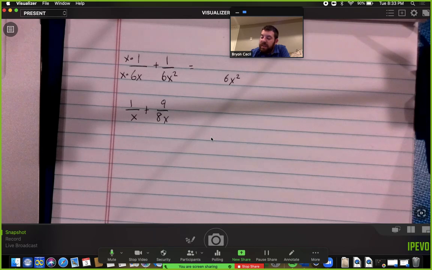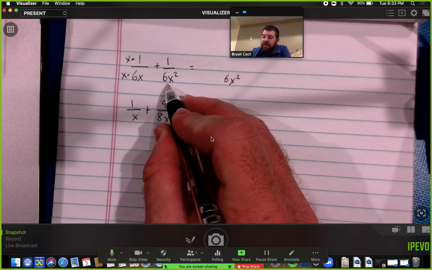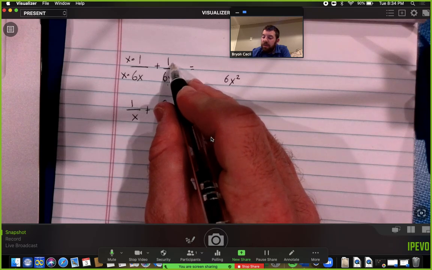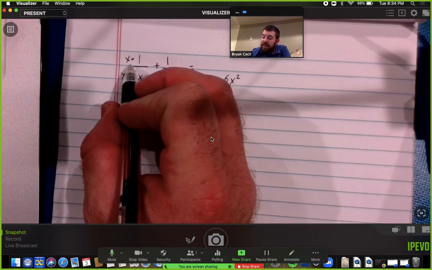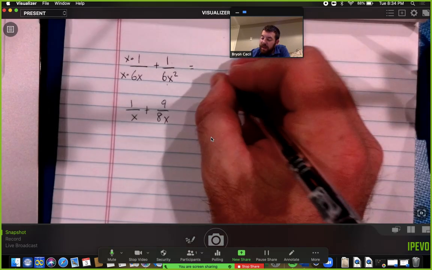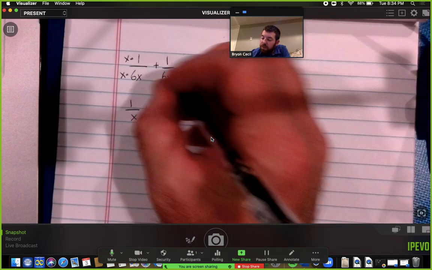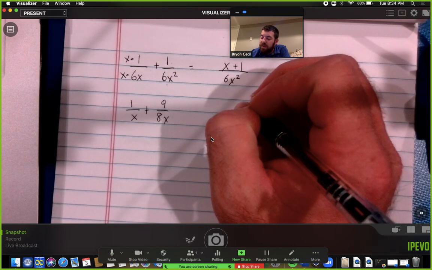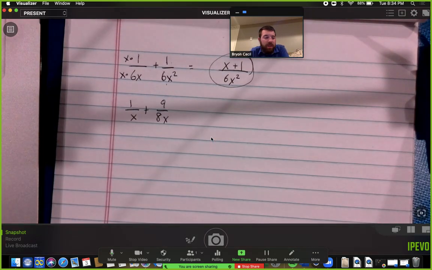And now the 6x squared, guys, that's already 6x squared, so we don't even have to do anything to its numerator. It's okay. So we combine, and what I'm going to have is x times 1 gives me x plus the 1, because we didn't do anything to the 1. Now, I don't have any like terms, so that is my answer, x plus 1 over 6x squared.